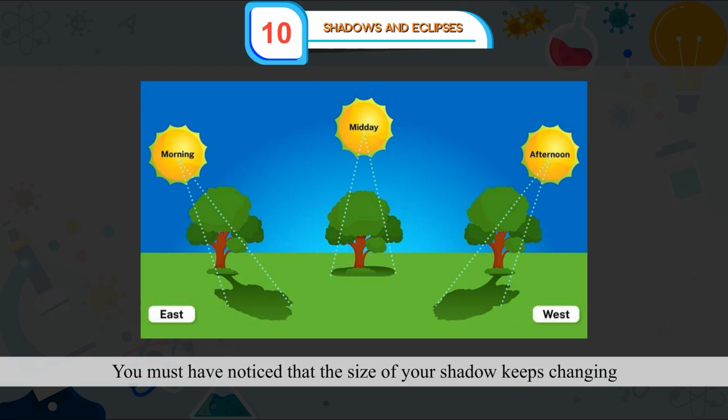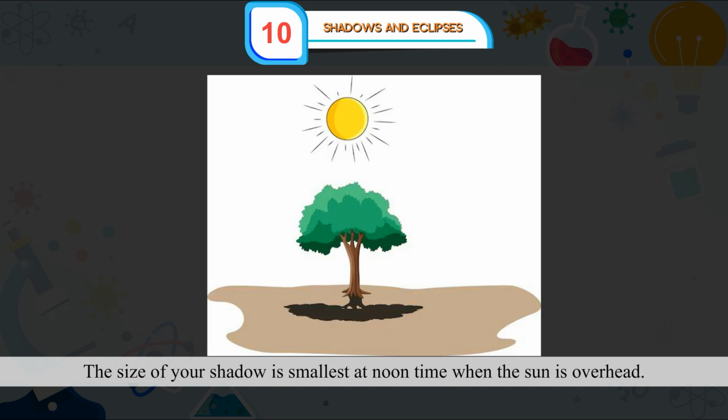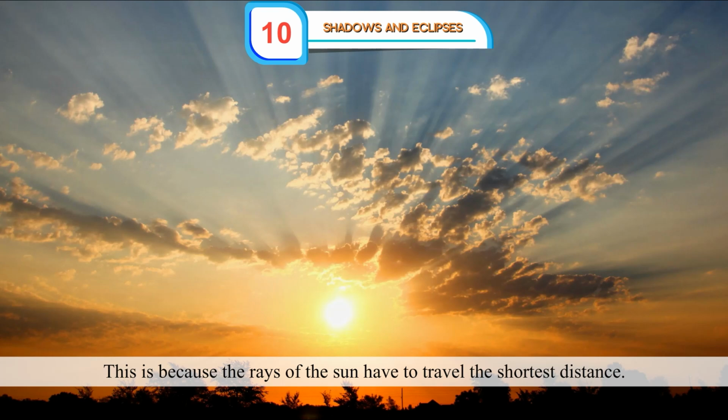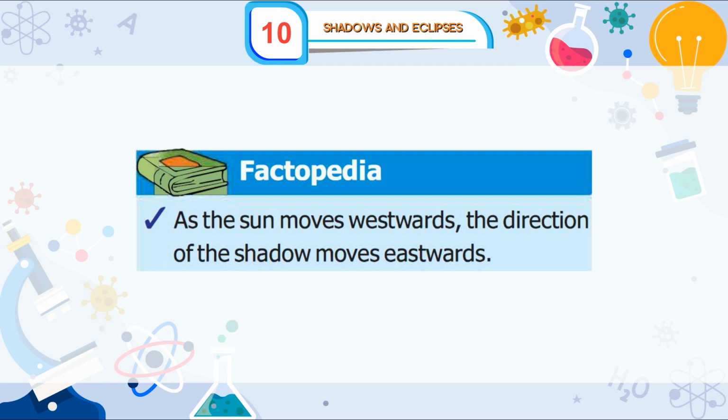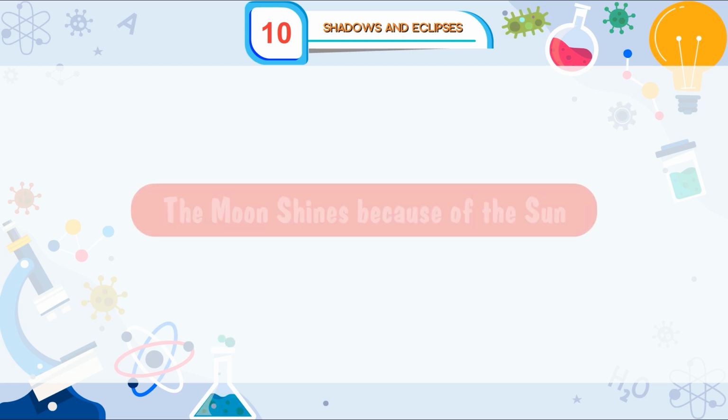You must have noticed that the size of your shadow keeps changing during the daytime. Your shadow is long in the mornings and evenings because the rays of the sun are slanting. The size of your shadow is smallest at noontime when the sun is overhead. This is because the rays of the sun have to travel the shortest distance. Factopedia. As the sun moves westwards, the direction of the shadow moves eastwards.